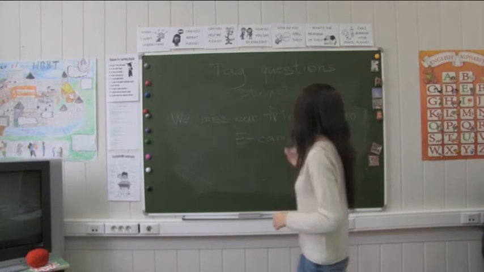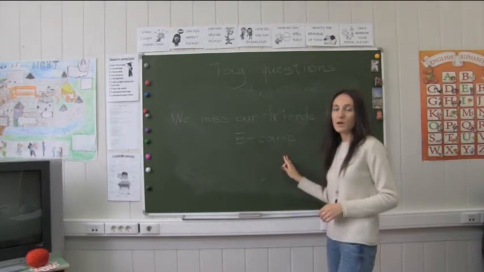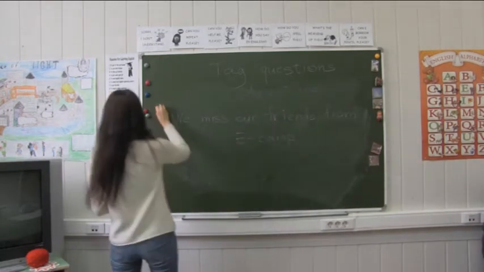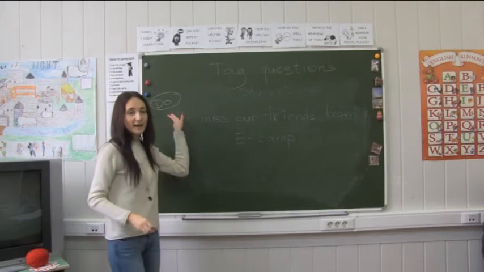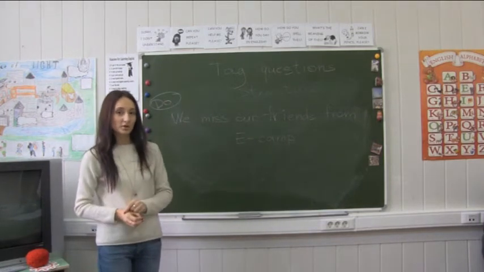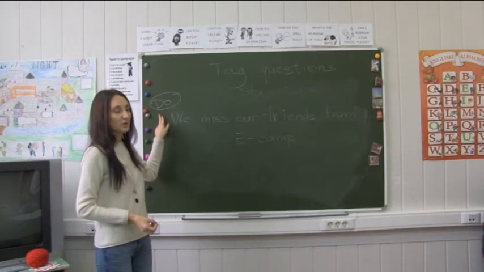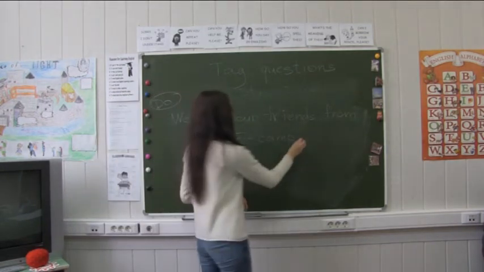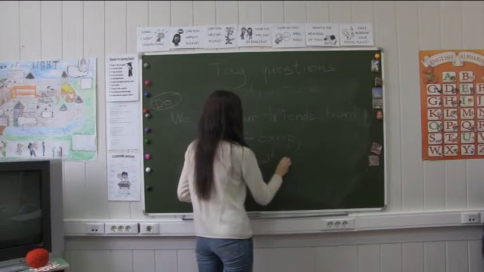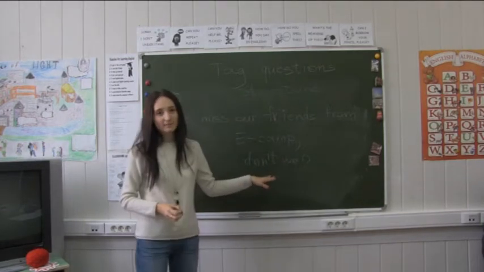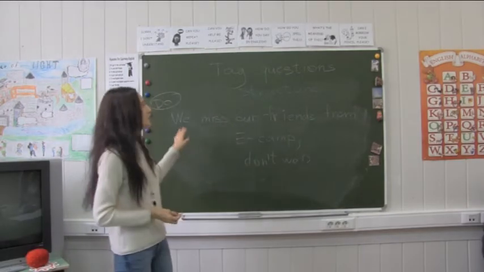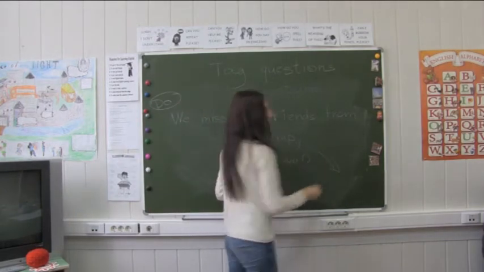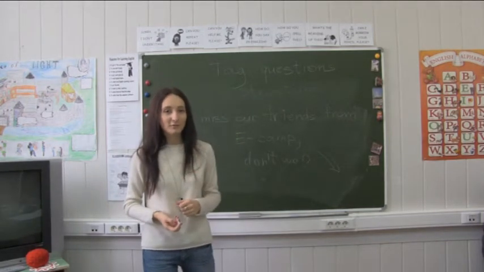So the sentence, we miss our friends from camp. What would be the question? We say, do we miss our friends from camp? So do is an auxiliary verb. And how to make a tag question? Use the negative short form of do and then the personal pronoun we. So we miss our friends from camp, don't we? And pay attention, I said we miss our friends from the camp, don't we? With falling intonation, because I'm sure that you miss your friends from the camp.